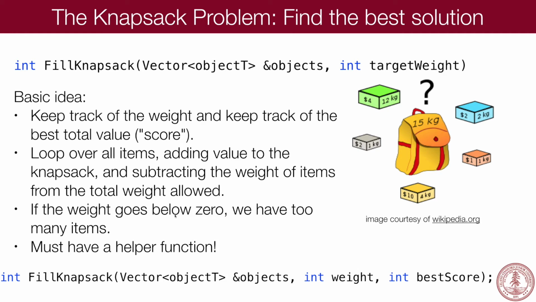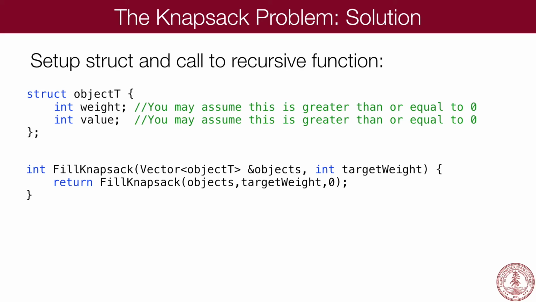Okay, and in this case, we have to have a helper function. You might be able to get away with this without a helper function, but it's actually much easier to do it with a helper function. In this case, we're going to pass along a reference to the objects, the weight that is still allowed to be put in the backpack, and whatever our best score so far is, because that's how we're going to make a decision about whether or not we've found the best score. Okay? All right, let's see what we have here.